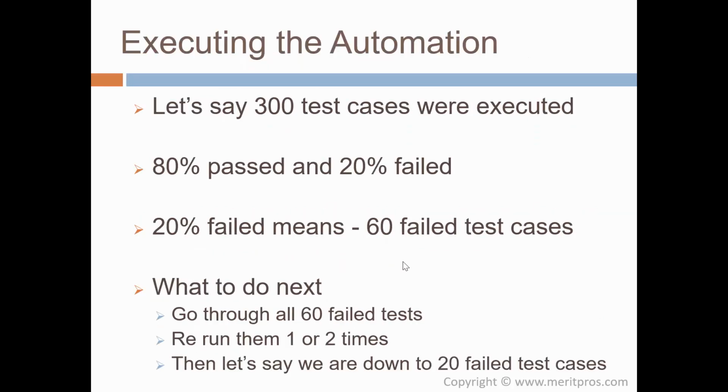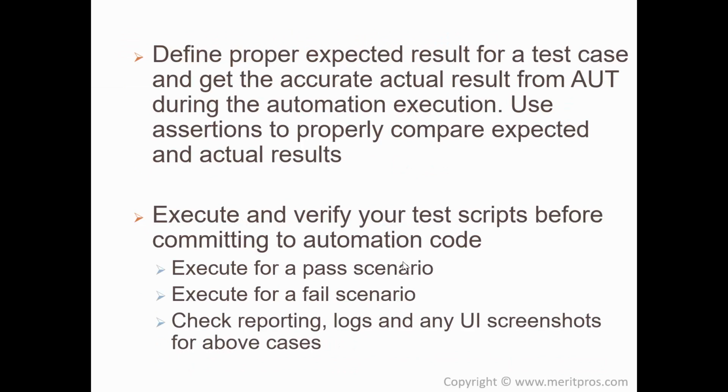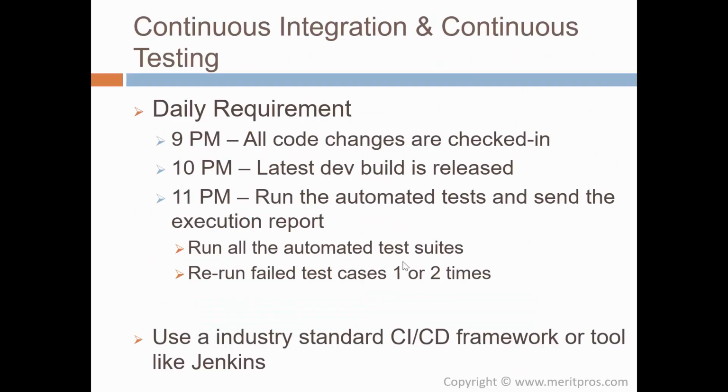Then we are at the stage of executing the automation. We are done with starting the automation, whatever our requirements, then we are done with planning and then developing. Then it is the time to execute the automation. How are we going to execute the automation? We have already defined our CI setup. Let me go back. So this is our CI setup. Every night at 11 p.m. we are going to run our automated tests. We are using a CI tool like Jenkins or whatever framework.